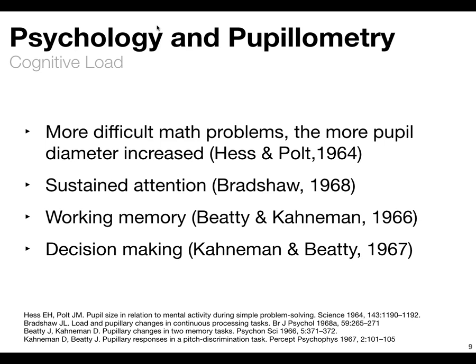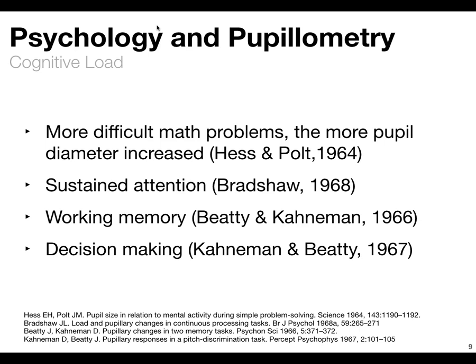Others have done this with working memory. So keeping a sequence of numbers in working memory, the longer the sequence, the faster you get a change in pupil size. If it's a 3-digit sequence, you don't really get much of a pupil size change. As you start increasing to 7, then you get a pupil size dilation, and if you go to 12, then you get quite a rapid dilation of the eye.